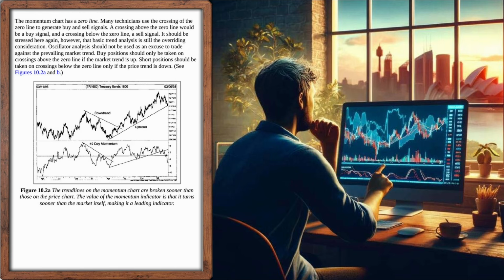The momentum chart has a zero line. Many technicians use the crossing of the zero line to generate buy and sell signals. A crossing above the zero line would be a buy signal, and a crossing below the zero line a sell signal. It should be stressed here again, however, that basic trend analysis is still the overriding consideration.